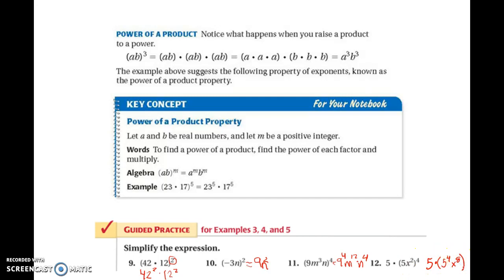We then have our next rule where we would have 5 to the 1st power times 5 to the 4th. Well, that turns into 5 to the 5th, and then x to the 8th. And again, 5 to the 5th power is pretty high, but you can use a calculator to multiply what that would be out.